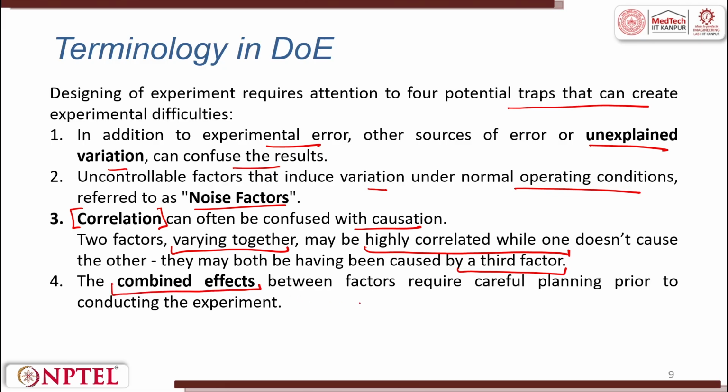Combined effects between factors require careful planning prior to conducting the experiment. When I say combined effect, if you vary two variables, for example number of eggs and number of cups of sugar, and increase them simultaneously, there would be a combined effect of both. We do not know what has enhanced or reduced the consistency of the cake that you bake. Or if you have increased the feed and decreased the speed together, we do not know what has contributed to the change in roughness. For that, a number of experiments are to be conducted and very carefully planned, based upon previous experience and the secondary data from people who have conducted similar experiments.